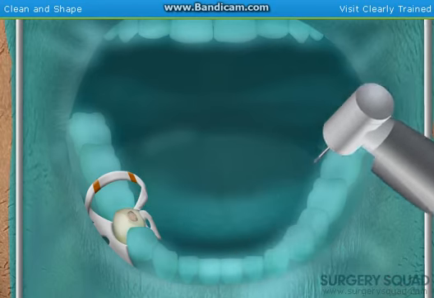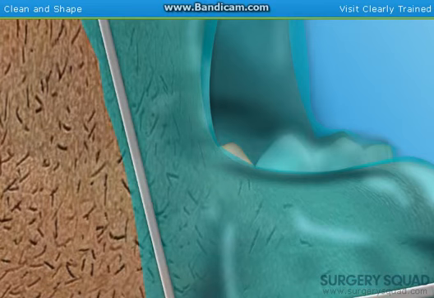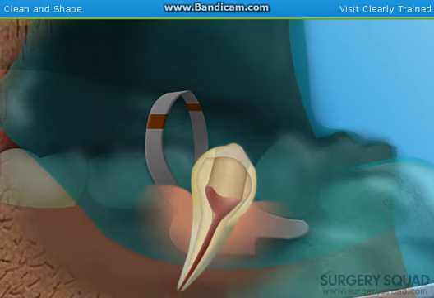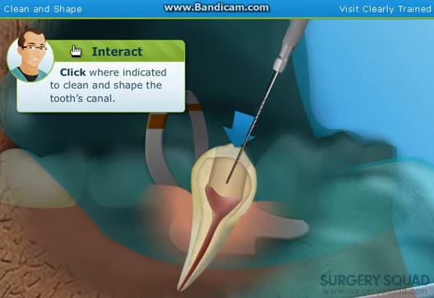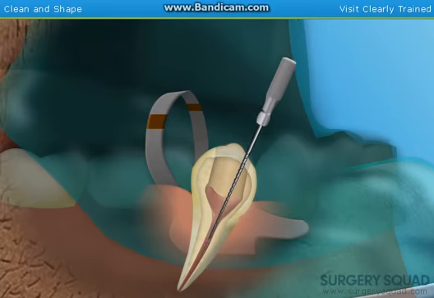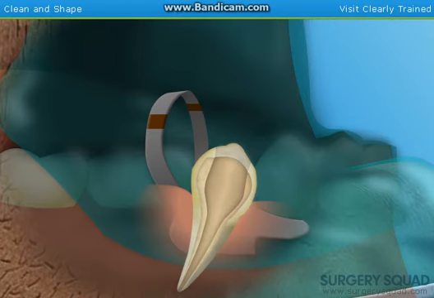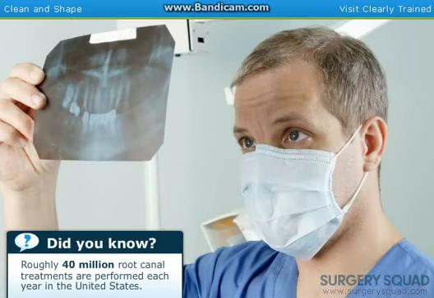The next step is to clean and shape the tooth's canal using a root canal file. Go ahead and give it a shot. At this point, the dentist would measure the depth of the canal using a combination of x-rays and specialized equipment. If a dentist fails to measure properly, it could mean that the tooth would be at risk for reinfection.